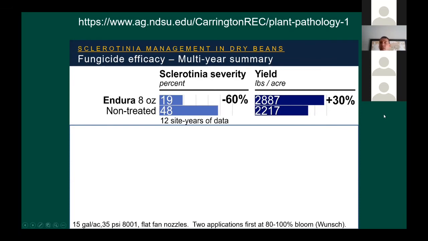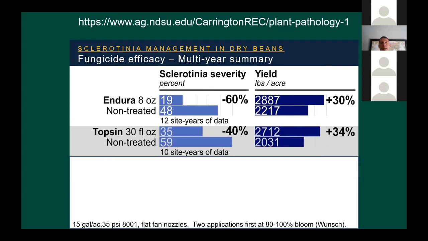And here on the right is the yield. You can see Endura, over the course of all these 12 years of data, was a 30% increase in yield when you put down Endura a couple of times under high disease pressure. I want to emphasize that. This is somewhat artificial because it's really high disease pressure, but it's great for proof of concept. Do these things work?